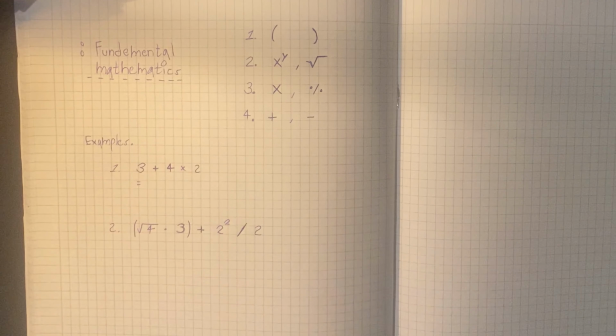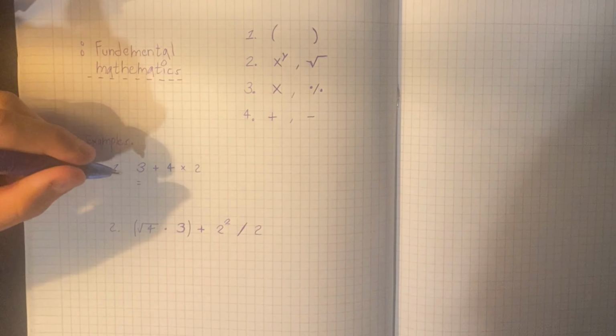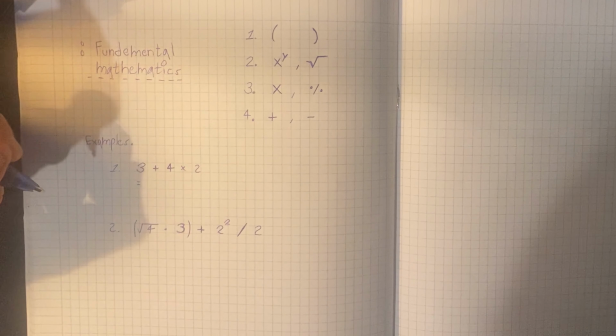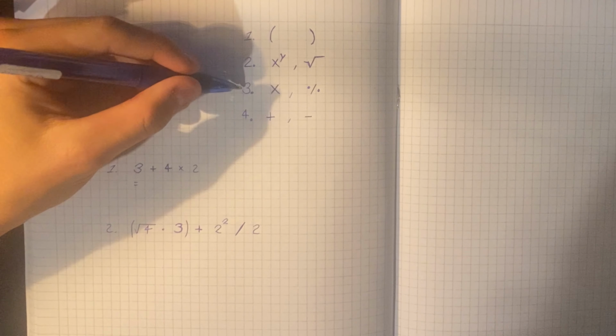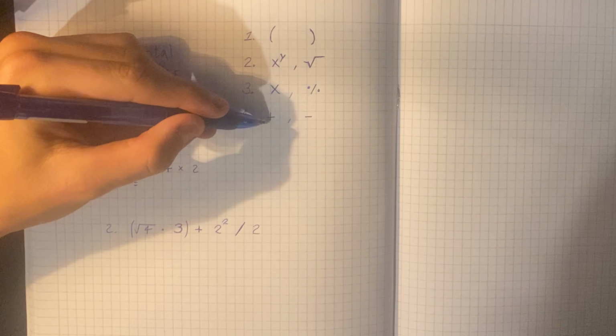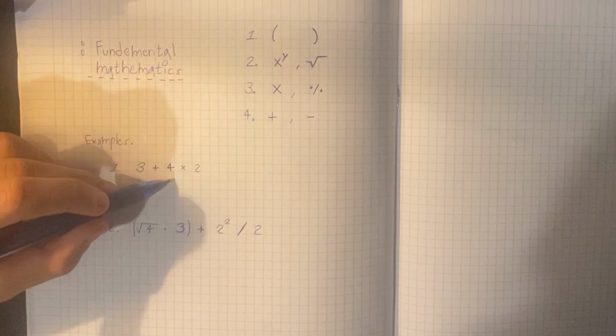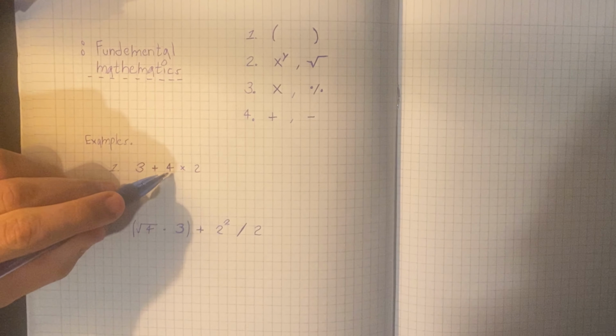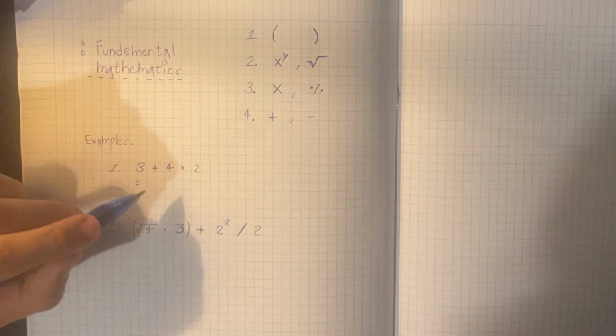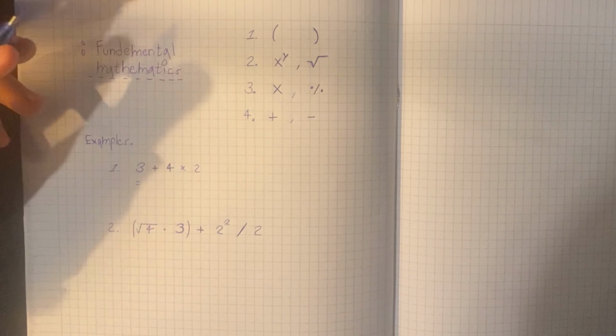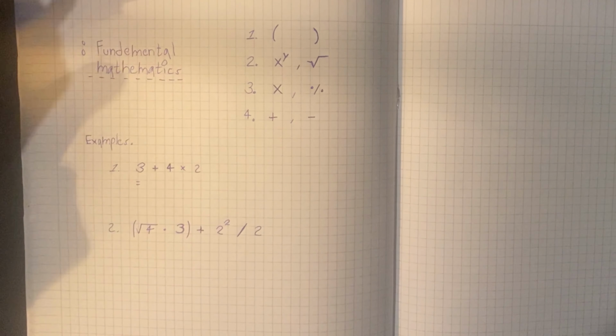So let's take two examples here. If we've got 3 plus 4 times 2, we can look at this table right here and see that times is above addition, or multiplication, not times. And then you can see that we should take 4 times 2 instead of 3 plus 4. Does that make sense?